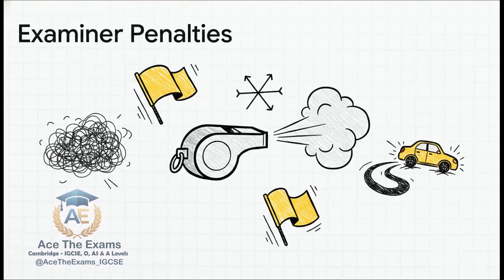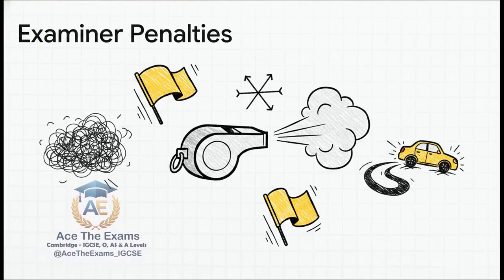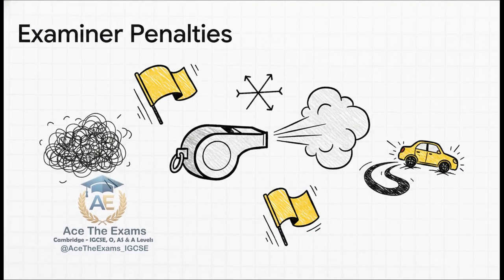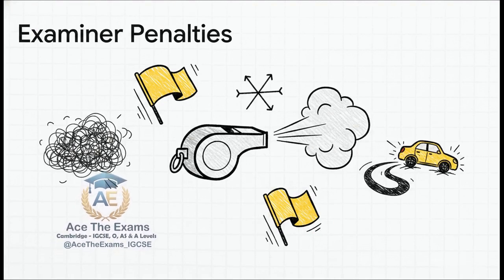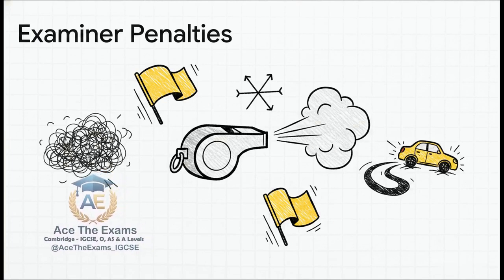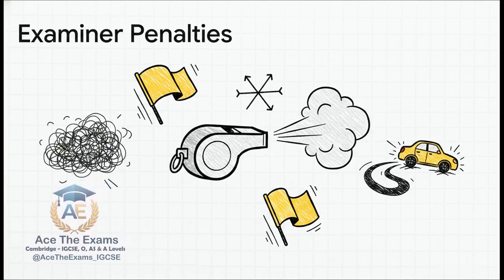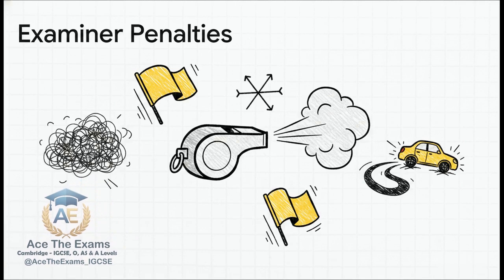The examiners are throwing major flags on the field for 3 specific penalties, and we need to clean these up immediately. Penalty 1, vague answers. Just saying the particle speeds up isn't enough. We need specific details like constant acceleration of 2 meters per second squared. Penalty 2, sloppy formatting. We just talked about Sam forgetting those axis labels.